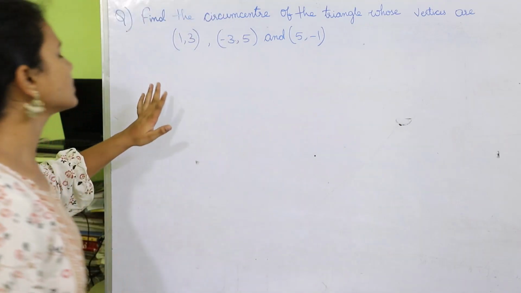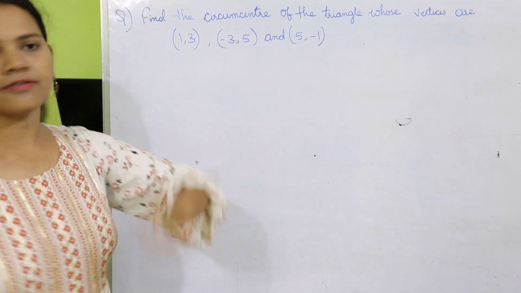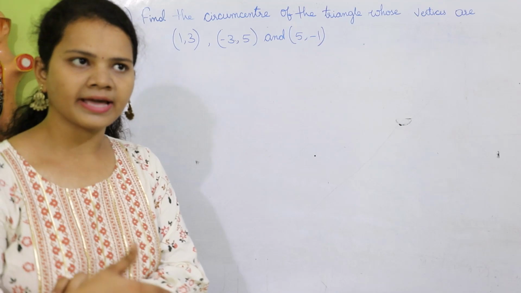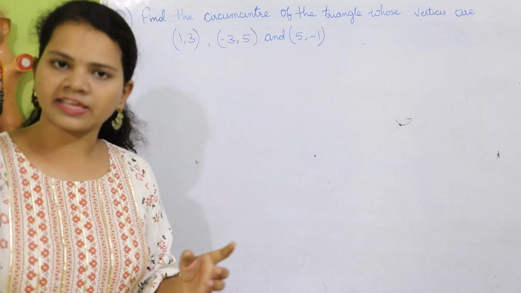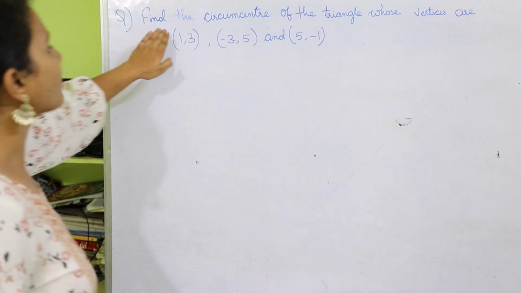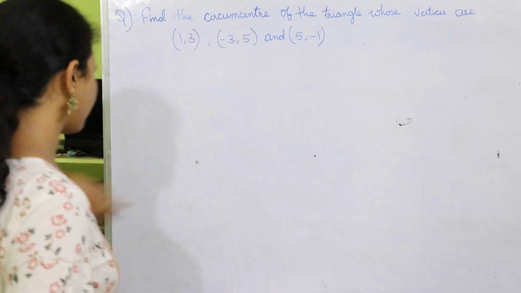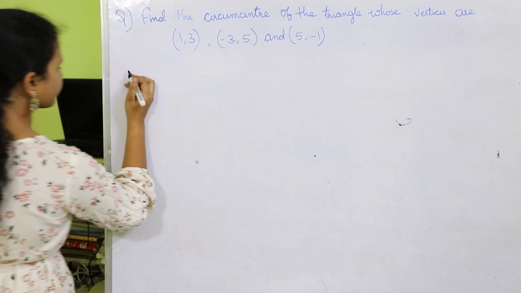But here in this question they have already given the vertices, and in the following videos I will explain how to find the vertices if they are given as equations. But in this video, first let's find out how to find the circumcenter of the triangle. So, the solution.